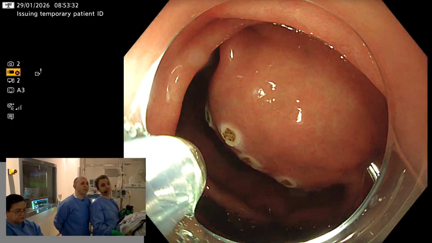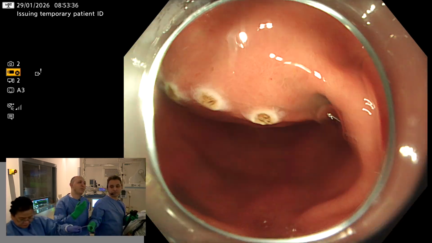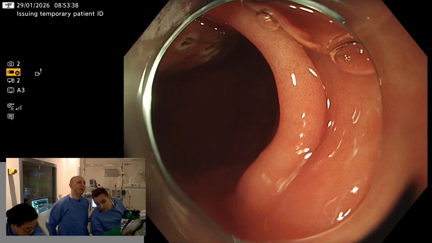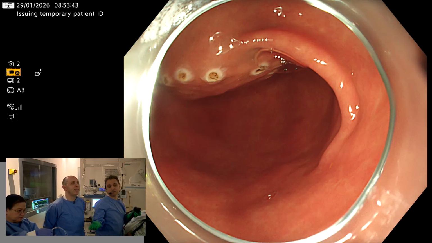We are trying to inject close to the pyloric opening. A few milliliters of hyaluronic acid, as it's seen. Now, as we see, the edge of the prepyloric side is getting inside the stomach.